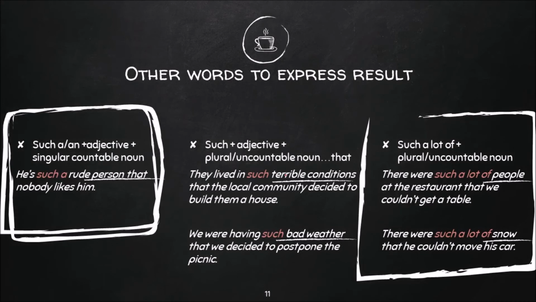So other words to express results are such, the article a or an, plus adjective, and a singular countable noun. So I said a or an depending on the adjective. He's such a rude person that nobody likes him. Then we've got such plus adjective plus a noun which is uncountable or plural. They lived in such terrible conditions.